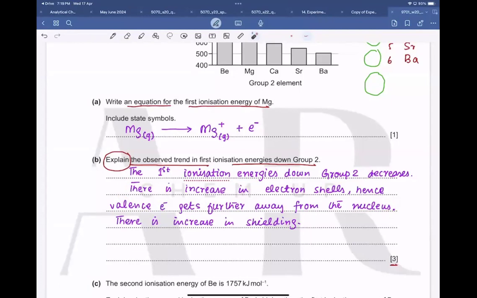So finally, what happens due to these? Due to this, the nuclear attraction gets weaker, the nuclear attraction decreases, and when the nuclear attraction decreases, we need less energy to remove the electron, and that's why the ionization energy increases. I hope it's clear to all of you. If anyone has any issue or any query, please ask.